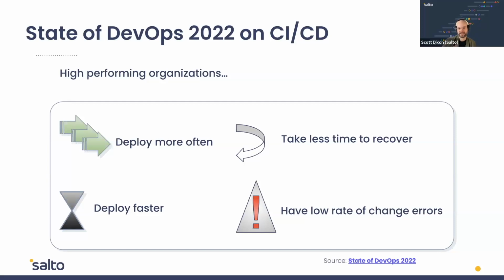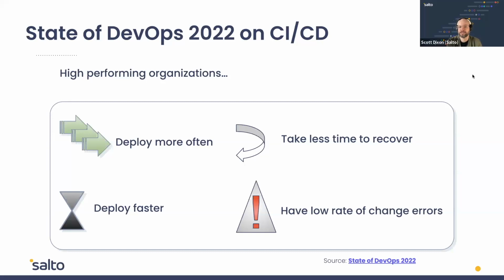In this context, when I say high-performing organizations, those are organizations that can deploy changes more often, on demand, sometimes several times per day. High-performing organizations can deploy faster. They get code into production in sometimes under a week. For high-performing organizations, it takes less time to recover, often less than a day to restore a service that was impacted by an outage. And the overall rate of change errors for these organizations, which is the percentage of times that their changes lead to degraded services for end users, is low. It's less than 15% according to the study.